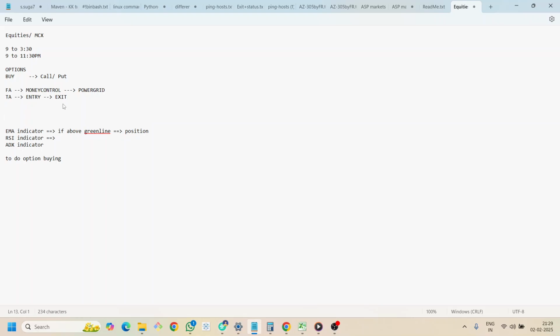To learn how to enter and how to exit, there is no age limit. There are no education qualifications required. You need to be just smart enough. You need to be patient. You need to be good enough to take the analysis part on the technical analysis.